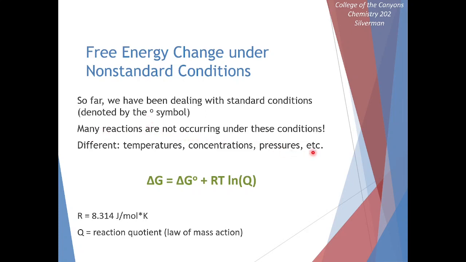Most of our reactions in real life are not at these conditions. And so we need to be able to adapt for that. In order to do so, we have this nice equation. The change in free energy at non-standard conditions is equal to our standard change in free energy plus the gas constant times the temperature times the natural log of our reaction quotient. This is the same Q that we've been using in our equilibrium discussions. It's the law of mass action, the ratio of products divided by reactants, where any coefficients turn into exponents.